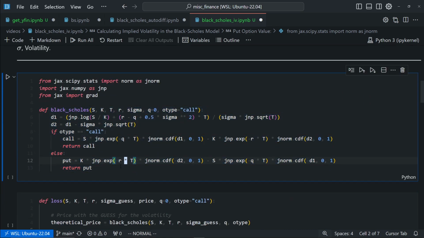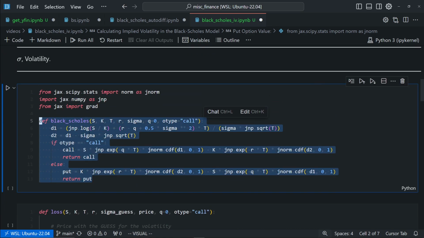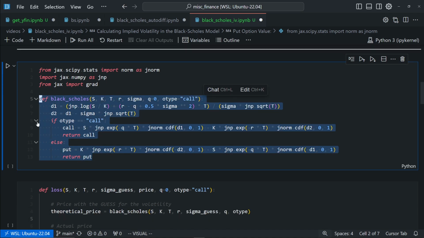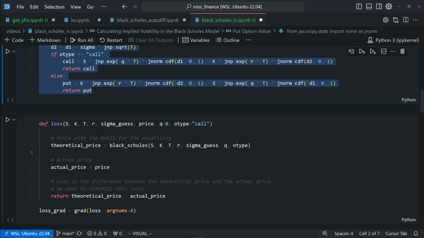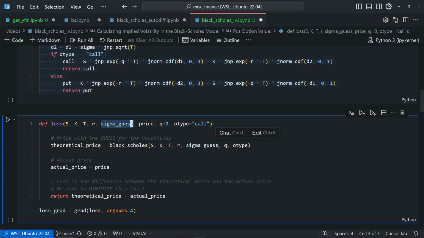So here what I have is the implementation of our Black-Scholes pricing model. Again, I went over this in the last video. It's very brief. Feel free to pause and look it over and make sure everything makes sense to you. And here what I'm introducing is a loss function. So the idea will be that we will make some guess for the volatility, and then we will compare the theoretical price using that guess to the market price. Okay, and this loss function is going to be the difference between our theoretical price and the market price. Maybe I should call this market. Let's call it market price. I think that makes it more intuitive.